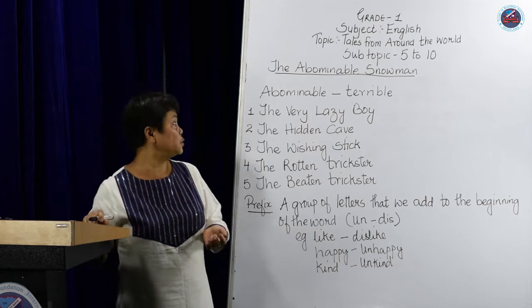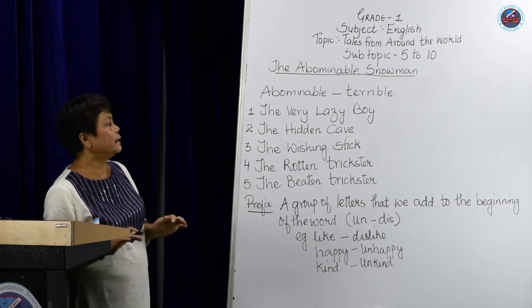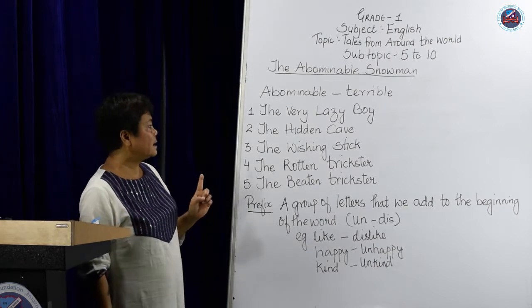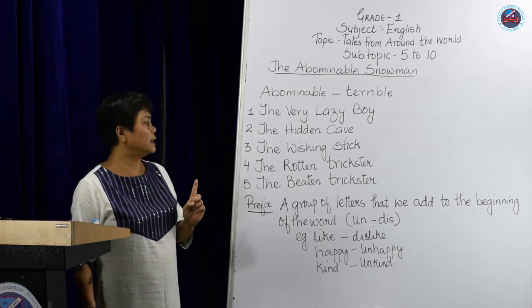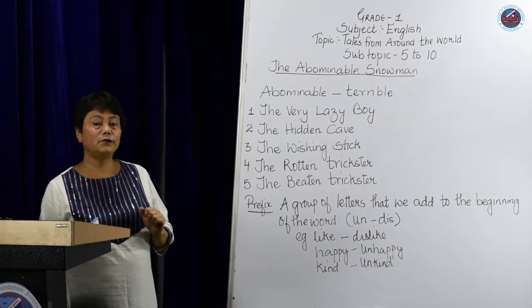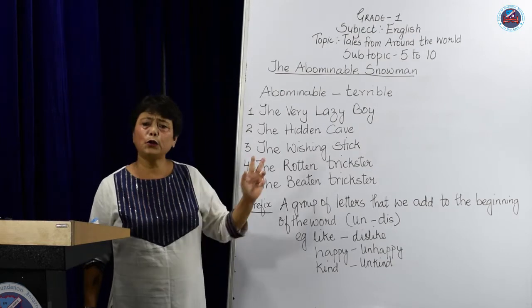Now, I am going to read you the headings of the story. The first one, The Very Lazy Boy. The second, The Hidden Cave. The third, The Wishing Stick. The fourth, The Rotten Trickster. The fifth, The Beaten Trickster. What do you notice here?